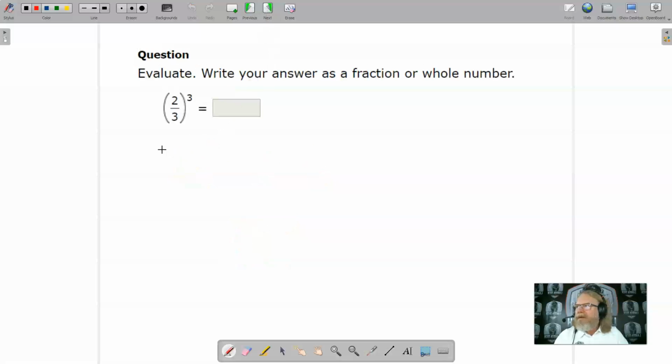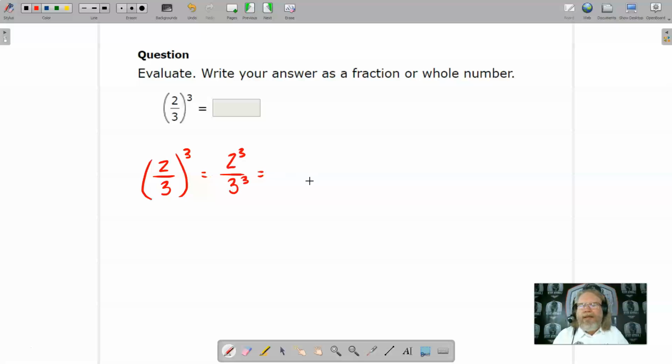On the next one, we have 2/3. It is inside the parentheses, so we are going to go ahead and apply the exponent of 3 to both the numerator and the denominator. So we're going to have 2 to the 3rd and 3 to the 3rd.